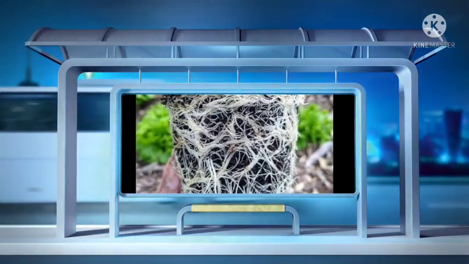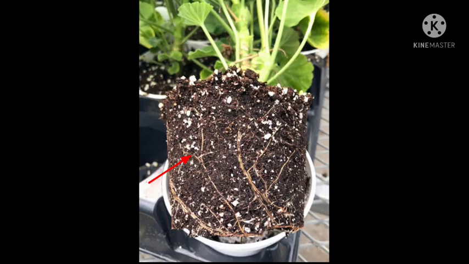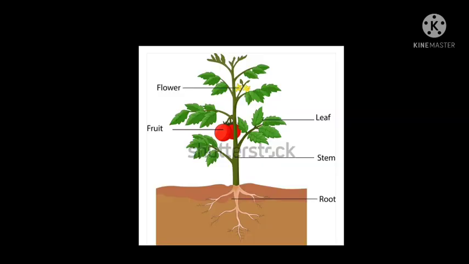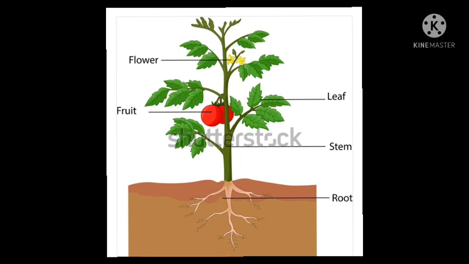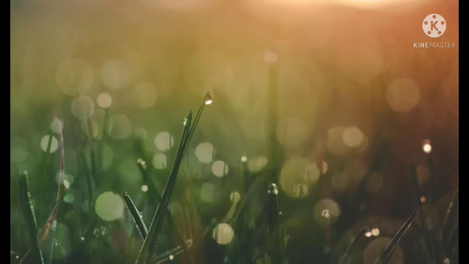Children, have you seen the roots of the plant? If yes, maybe everyone has seen the roots of a plant, isn't it? If no, no problem. Children, if you have plants near your house, pluck a plant and see. Without damaging the roots, you can see the roots and also the other parts such as stem, leaves, flowers and fruits. Which plant's roots have you seen, children? Whichever plant's roots you have seen, you can note it.